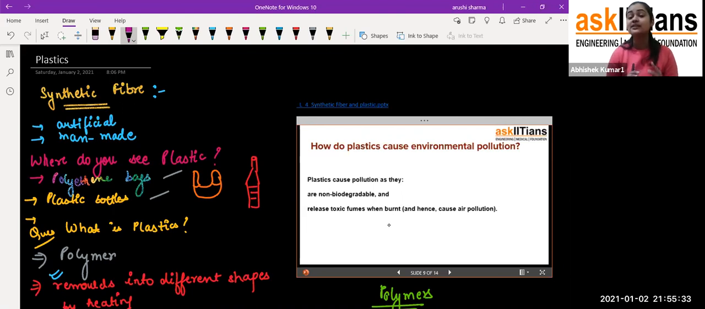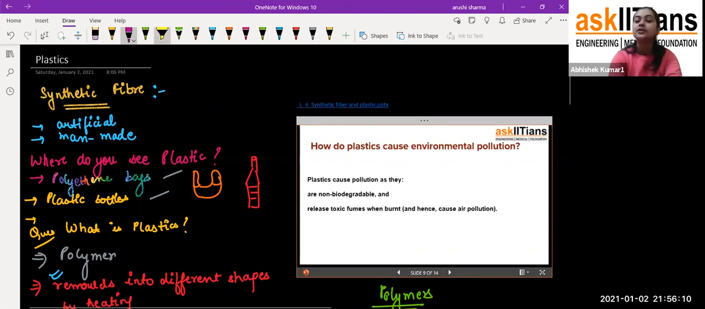Even if you put plastic in water for 10 days, 20 days, 1 month, 2 months, it is not going to change. After some time, vegetable peels show some change, but plastic does not have any change. So that's the reason it is causing environmental pollution, because it is a non-biodegradable thing. Students, that's why we are asked to stop using plastic.